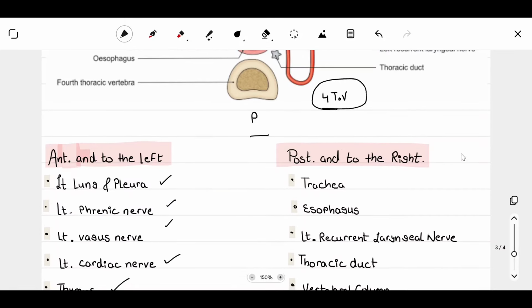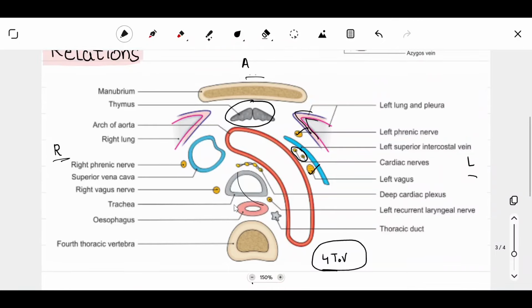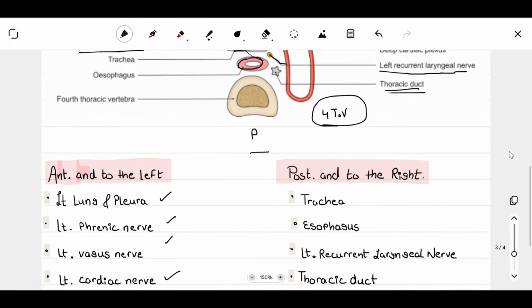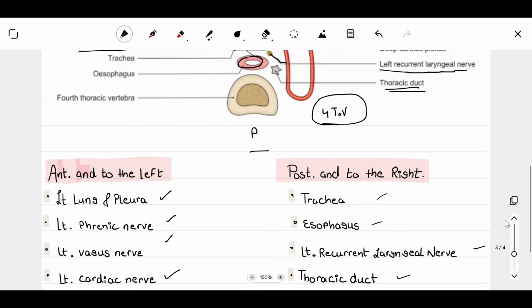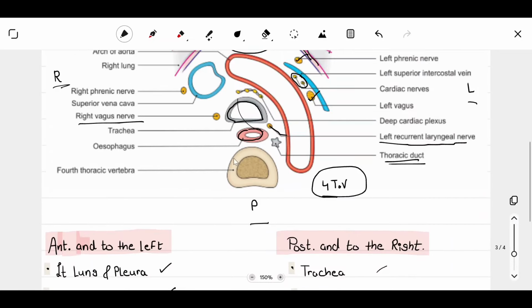So posteriorly and to the right I have esophagus, trachea, and to the left I have left recurrent laryngeal nerve. In the posterior and in the right I have thoracic duct, and this is our right vagus nerve. Trachea, esophagus, left recurrent laryngeal nerve, thoracic duct, and lastly I have vertebral column.